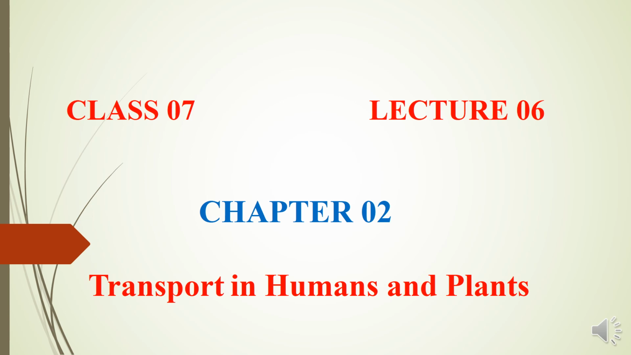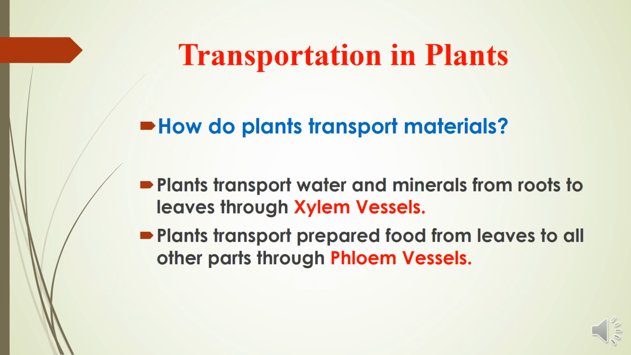This is lecture number 6 from chapter 2, that is transport in humans and plants. In this lecture, we will discuss how transportation takes place in plants. Dear students, we know plants do not have a circulatory system like humans and animals, but they too need to move water and food from one part to the other. So the question is, how do plants transport materials?